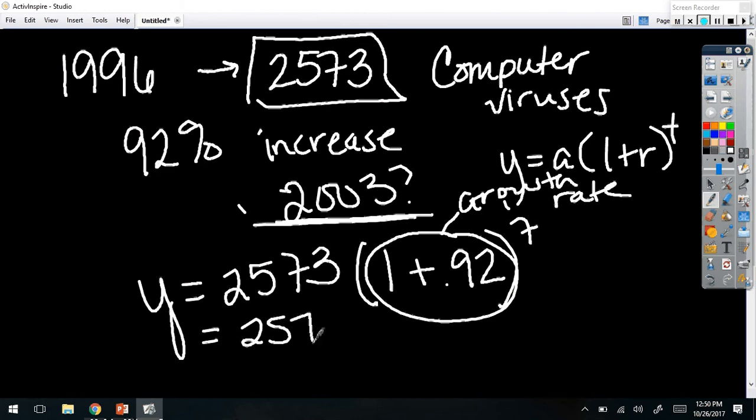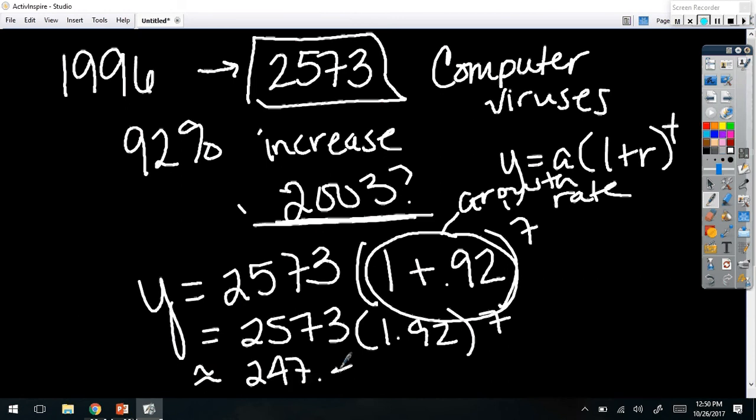So on your calculator, 2573 times 1.92 raised to the 7th power. So 2573 times 1.92, or put parentheses. What is it, Sam? 247,450. Approximately that many computer viruses in the year 2003.